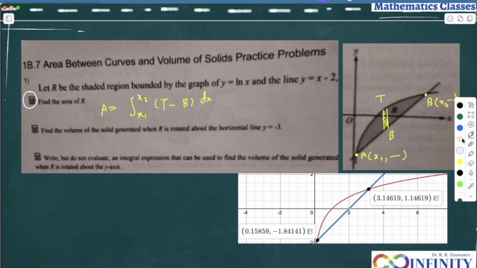Now, based on this, we need to fully simplify this. So the task for you for part 1 is the area is going to be from 0.159, rounding off up to 3 decimal places, and 3.146. Top is going to be the line ln x. Bottom is going to be the line x minus 2. I told you what is top and bottom, dx. Please make use of your calculator. Try to get the value.